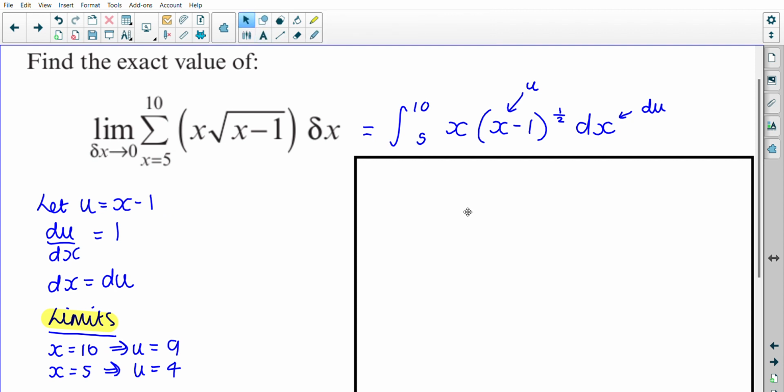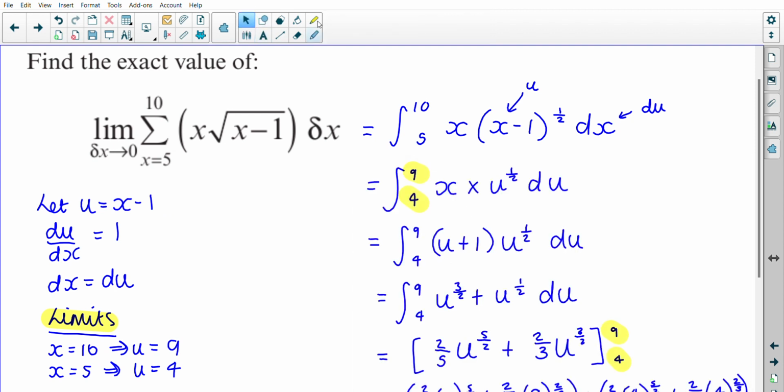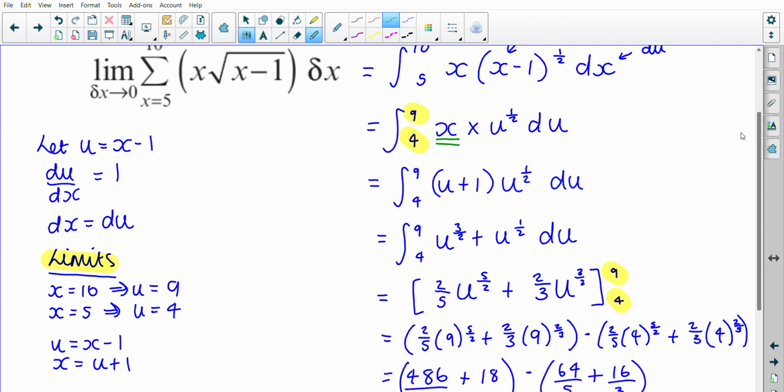Then if I start to substitute in, you can see I have changed the limits and I've got x times u to the power of a half du. I have to replace the x bit. So once I've simplified everything, I've still got x. I need the whole integral in terms of u. So if I go back over this side, I rearrange u for x. So x is u plus 1. So you can see I've put u plus 1 into there.